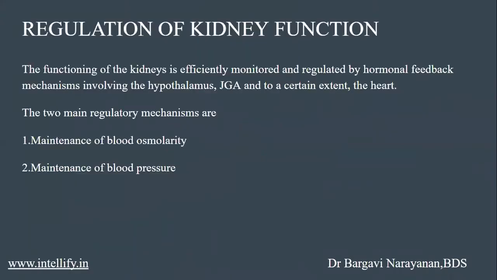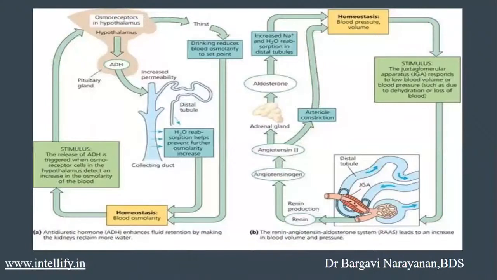Now, the function of the kidney is effectively monitored and regulated by hormonal feedback mechanisms involving the hypothalamus, juxtaglomerular apparatus, and to some extent the heart. So, the two main regulatory mechanisms are maintenance of blood osmolarity and maintenance of blood pressure. So the first one is maintenance of blood osmolarity.